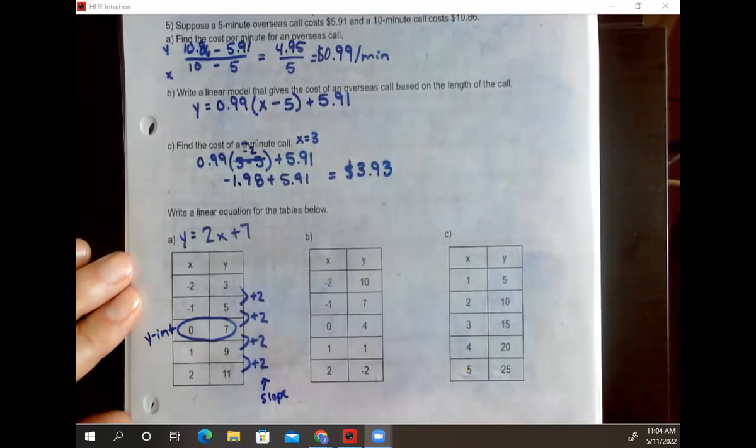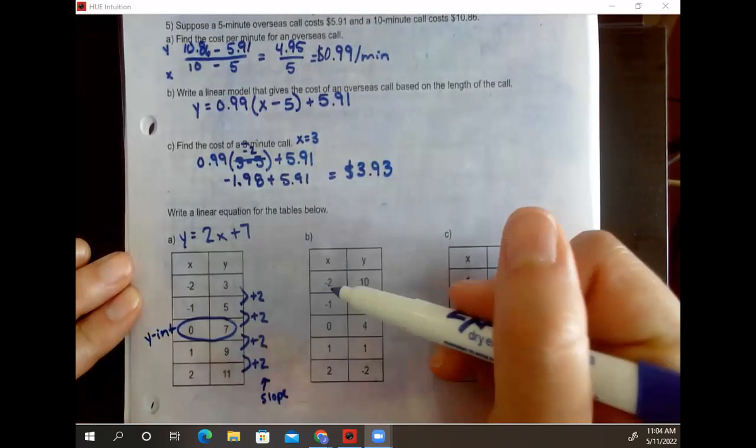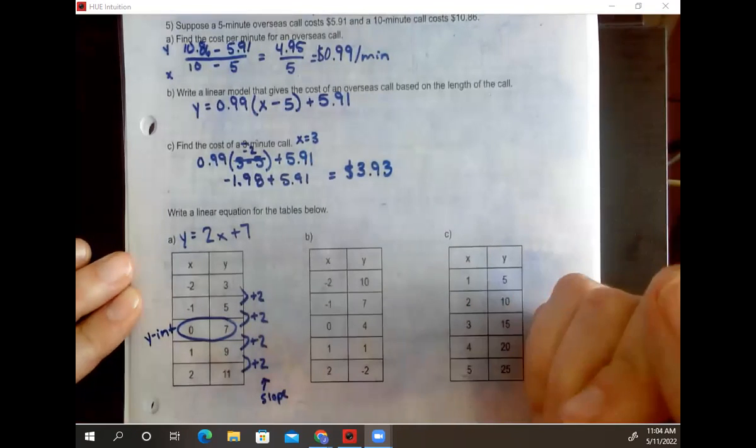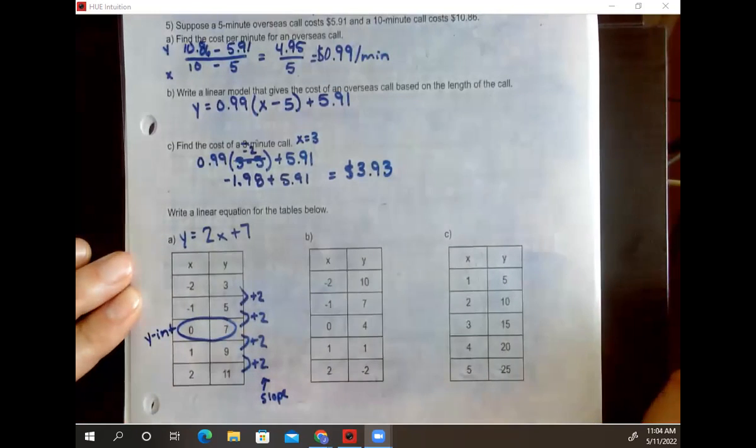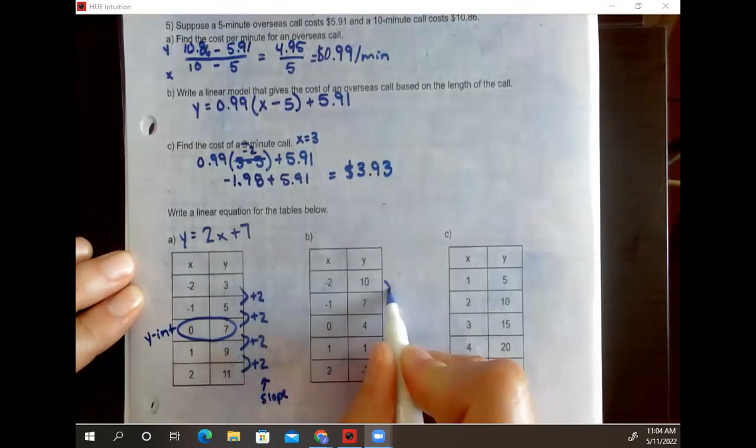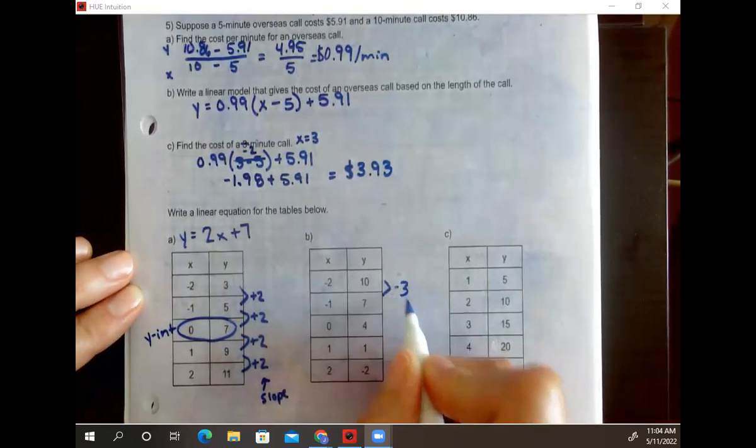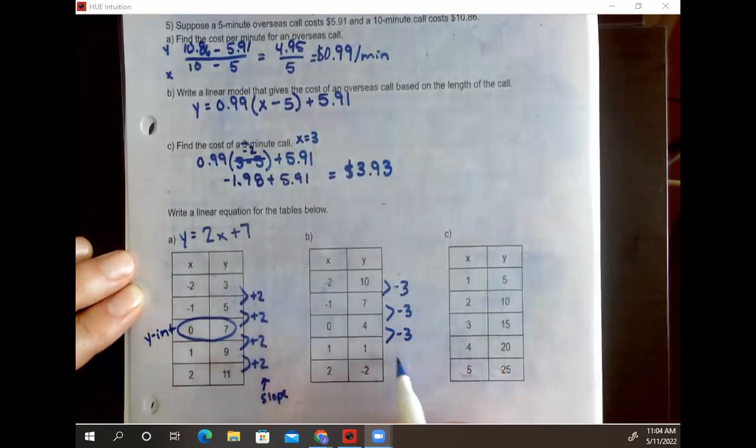For B, same idea. Your x values are changing by 1. So if you want to use slope formula, great. Or you could just look at how those y values are changing. So to get from 10 to 7, I have to subtract 3. To get from 7 to 4, we subtract 3. 4 to 1, subtract 3. 1 to -2, subtract 3. This is my slope.